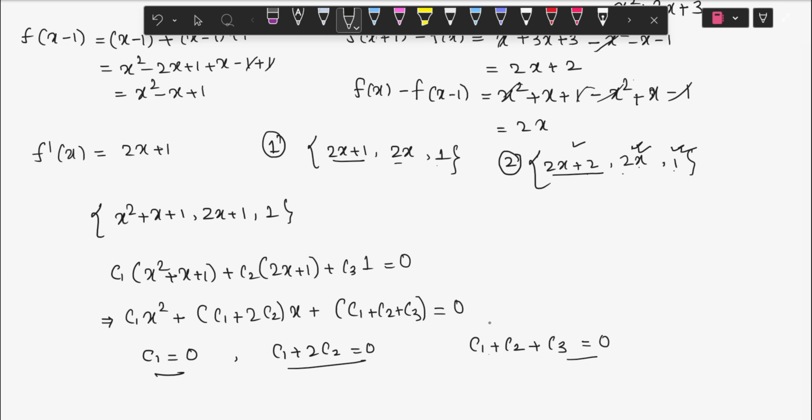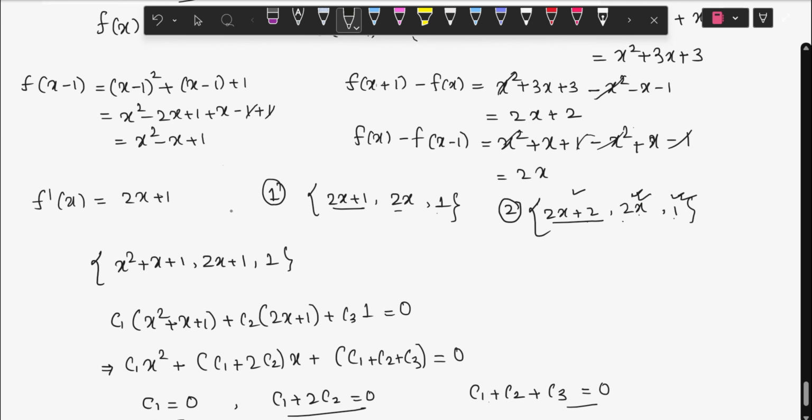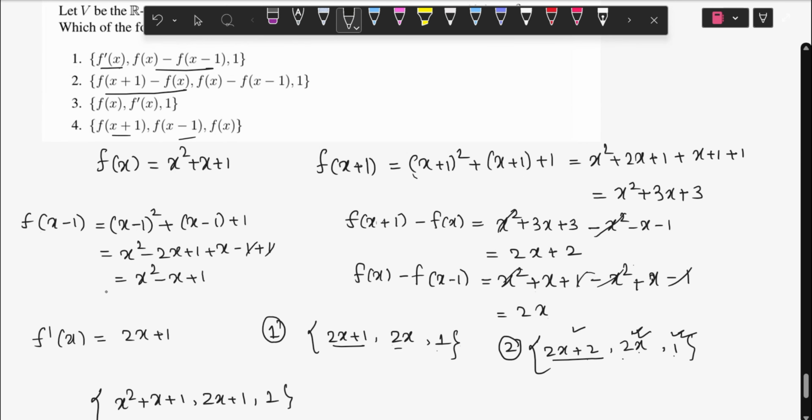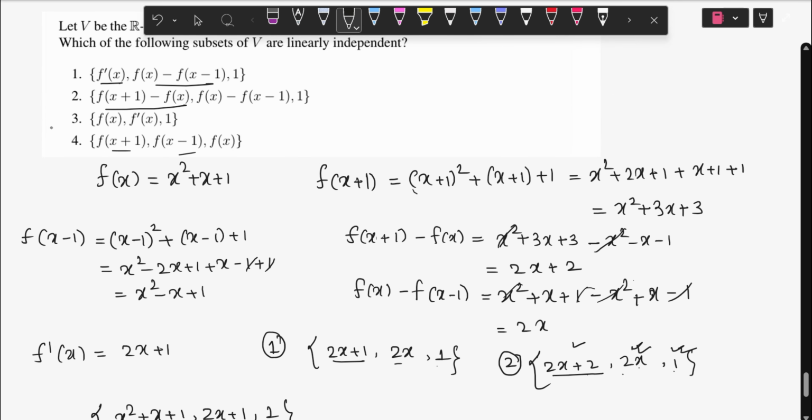So what can we say from this? This set is linearly independent as we are getting c1, c2, c3 as 0. So this is a linearly independent set.